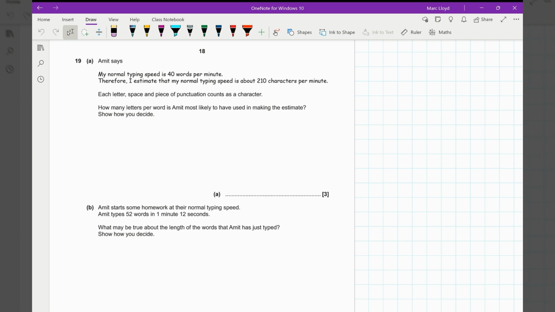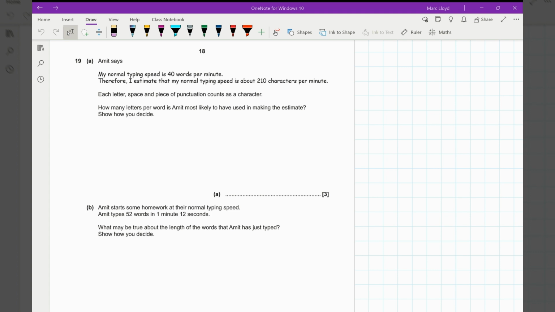Hello, question 19. Let's get to it. So Amit says my normal typing speed is 40 words per minute. Therefore, I estimate that my normal typing speed is about 210 characters per minute. Each letter, space, and piece of punctuation counts as a character. How many letters per word is Amit most likely to have used in making this estimate?